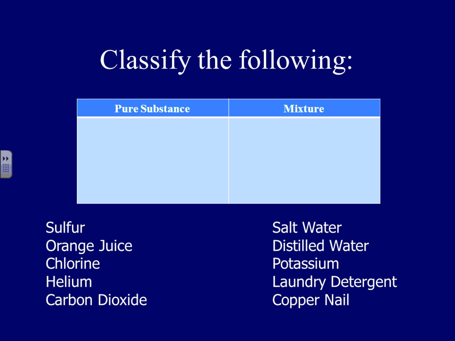Chlorine, what is it? Yes, sir. Pure substance and element or compound? Yeah, nice job. Helium. Yep. Yeah, very good. Carbon dioxide. Yep. Yeah, very good. Salt water. Yep. And what type? Yeah, homogeneous.